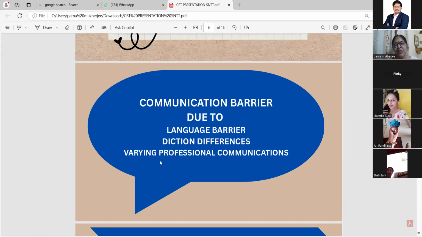And now the next point I have written down is varying professional communications. We teachers are also teaching in different manners. A student who has been studying in a school from the very beginning is well adapted to the methodologies the school teachers are using. But even in the same district, in the same zone, if a student shifts from one school to another, the child may find different modes of communication.